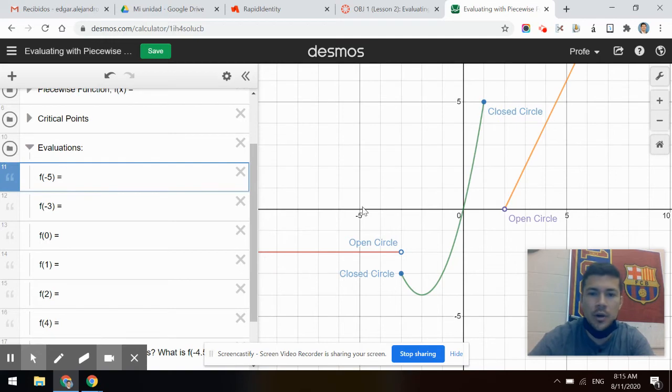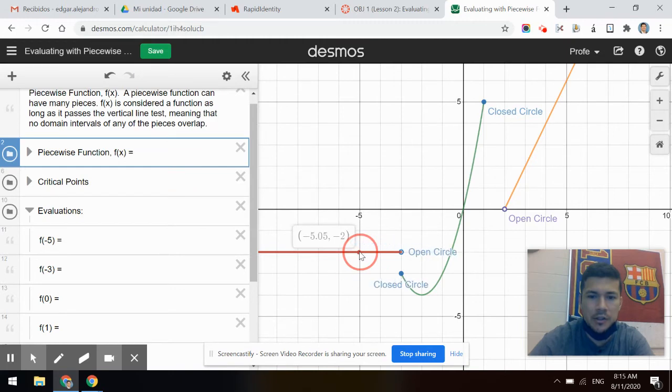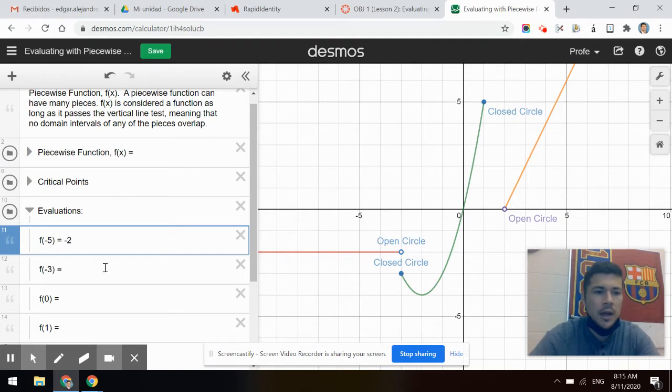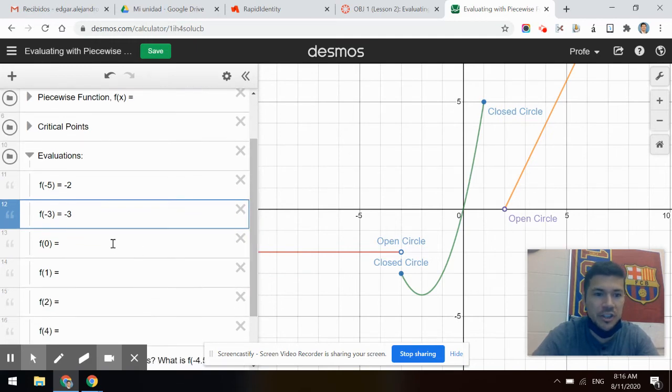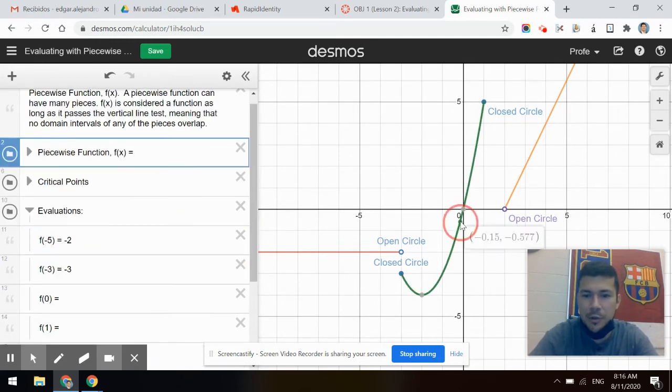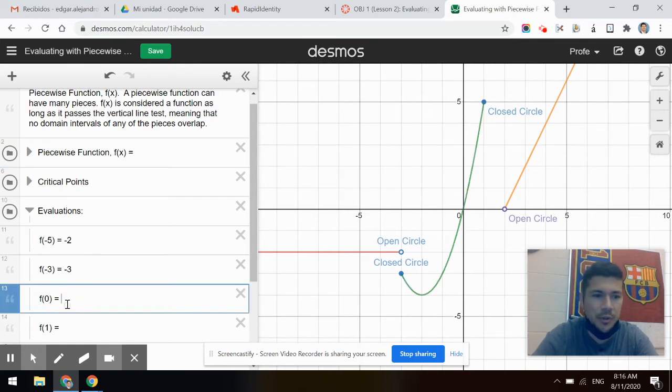F of -5. If I want to find f of -5, I'm going to go to my input -5, and I'm simply going to find my output. And it looks like my output at -5 is exactly -2. All right. F of -3, again, I'm going to look at the graph. I'm going to go to -3, and it looks like I have two possibilities. However, the first one is an open circle, meaning it is not contained in that section. So it looks like our output at -3 is going to be also -3. Y equals -3. All right. So I'm gathering that just by viewing the function, just by looking at it. F of 0, I'm going to find the output at 0. It looks like the output is 0.